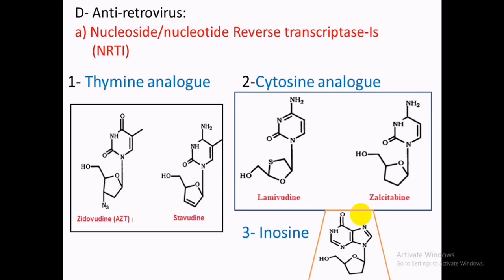The thymine analog: the basic unit here is a thymine compound, such as azido, which is zidovudine, and stavudine.